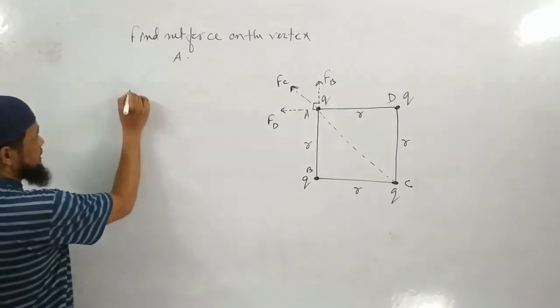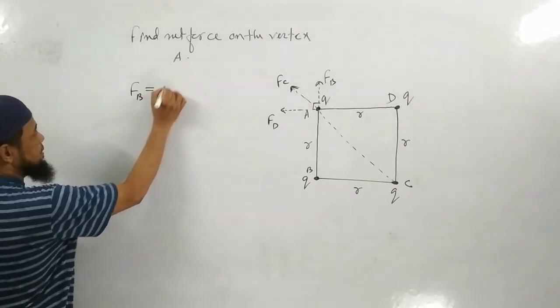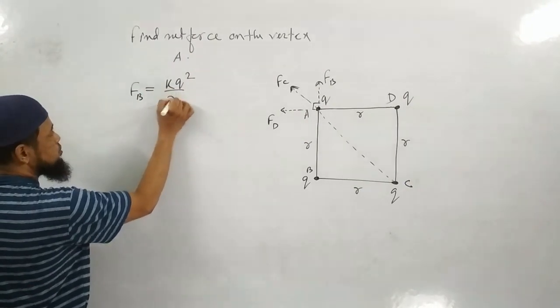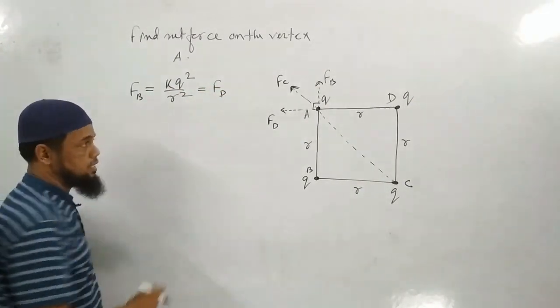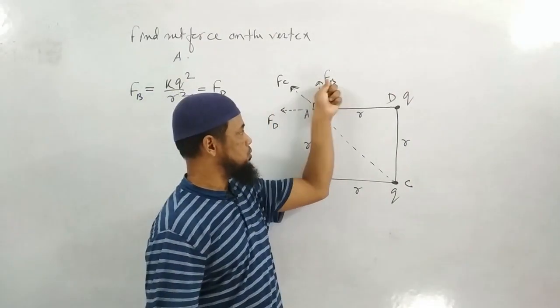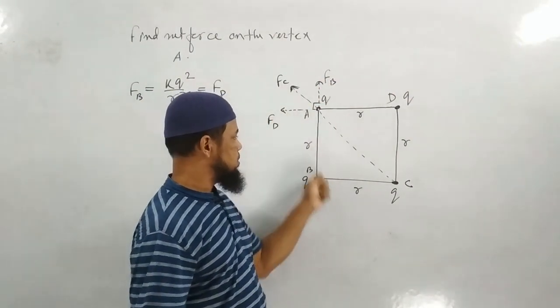Okay, let us first see the magnitude. Force by B, how much is that? K q square by r square. This is also going to be the magnitude of force by D. So these 2 forces are of equal magnitude. Same charges, same separation.